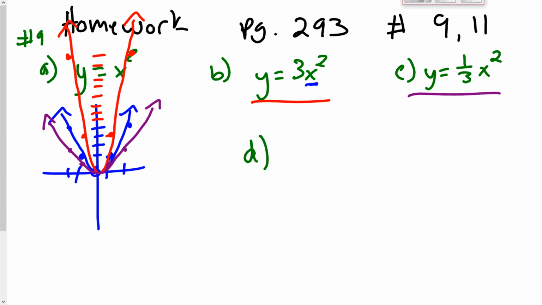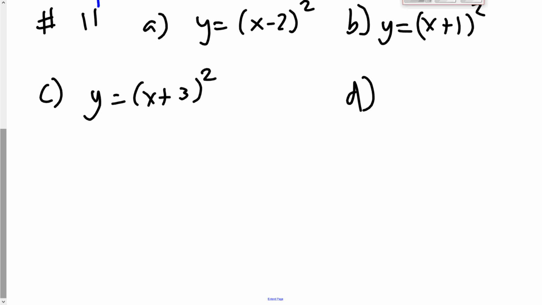So I guess D, we kind of already said this, but D, how does the coefficient 3 and -1/3 affect the graph, right? Well, this makes it narrower. This makes it wider, right? A fraction makes it wider, and a whole number makes it narrower. Okay, so here is number 11.